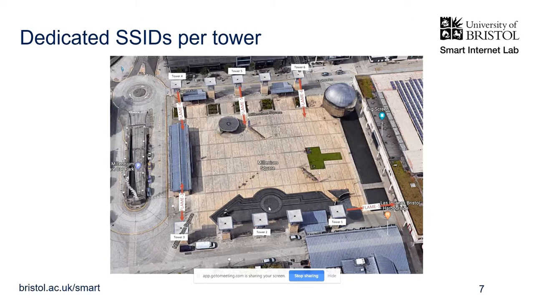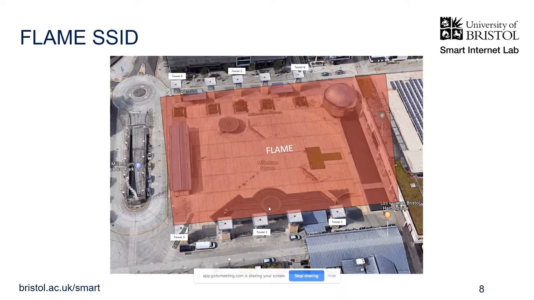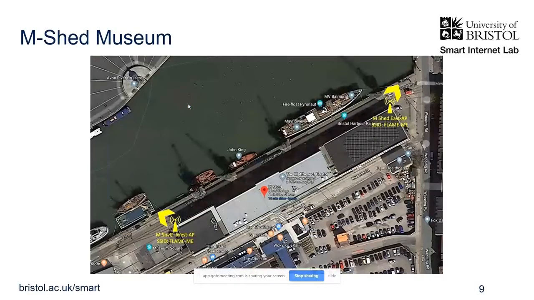But in addition to each individual SSID, the project decided to also radiate a single flame SSID throughout the square. So each tower is radiating a single SSID flame, but in addition, its own unique SSID, 1, 2, 3, 4, 5, 6, etc. And this is a view of the MSHA, which is just on the other side of the river. It's about 300 meters away from the Millennium Square. There are 2 access points installed here.